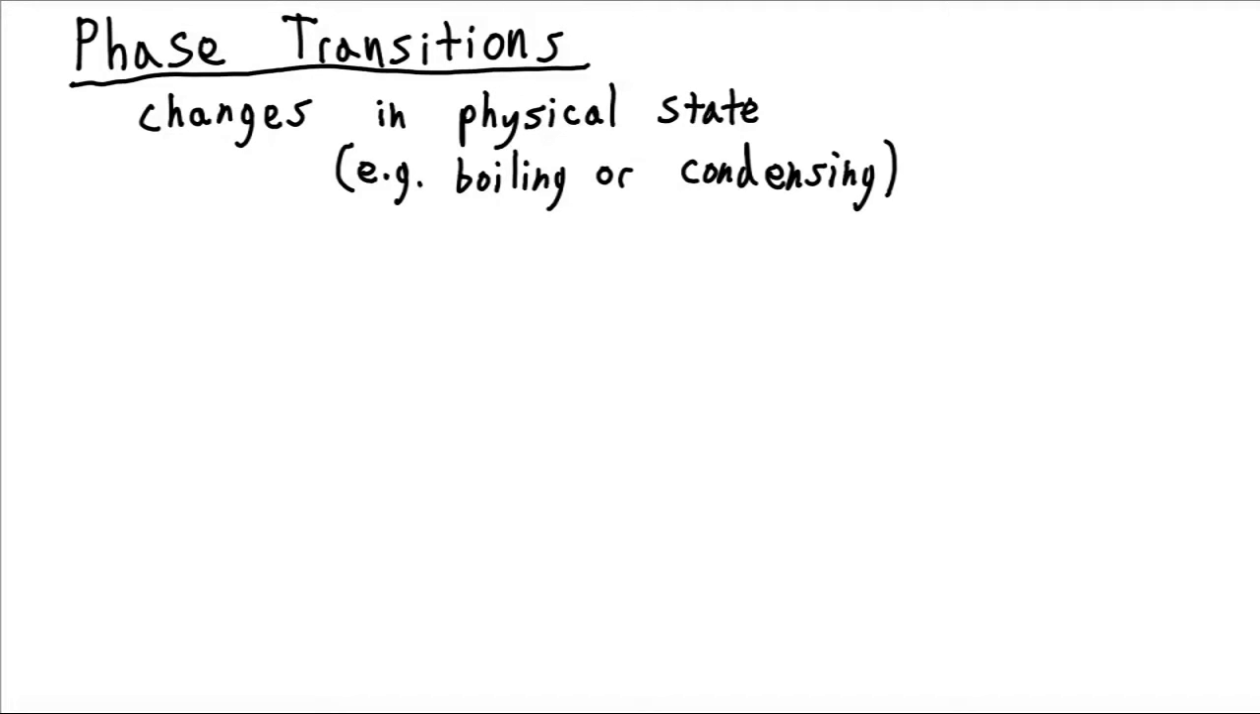Phase transitions occur when we have changes in the physical characteristics of our substance due to some external factor or combination of factors such as temperature or pressure. Common examples: if we boil water and convert it from a liquid to a gas, or if we condense the gas back into a liquid.